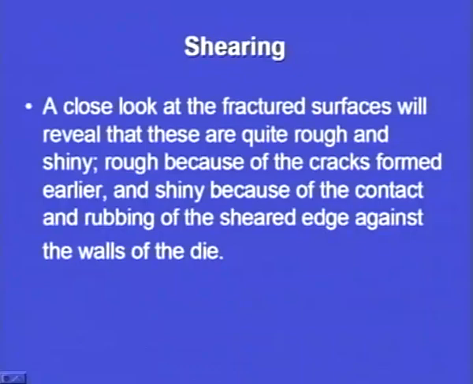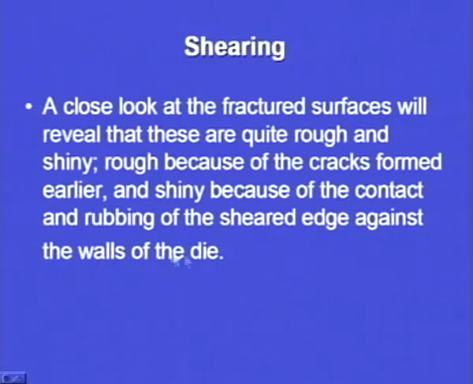They are rough because the basic mechanism is that whenever shearing takes place, small cracks form. When different cracks meet each other, they form a bigger crack that later results in the fracturing of the sheet. So, when this fracturing takes place, the surface finish, as I have already shown in the diagram, will not be up to the desired quality level. The surface that we get will be rough, but it will also be shiny.